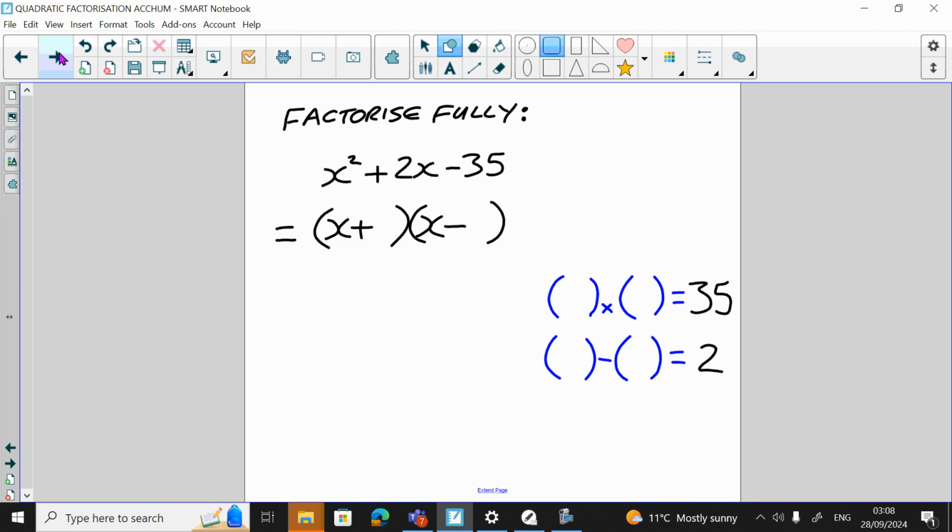Okay. Right. So do your times tables again. 35, you don't know many numbers with 35 in your times table. Probably 7 stands out for you. So 7 times what to give you 35? And 7 take away something, or something take away 7, to give you 2. 7 and 5? I think so.